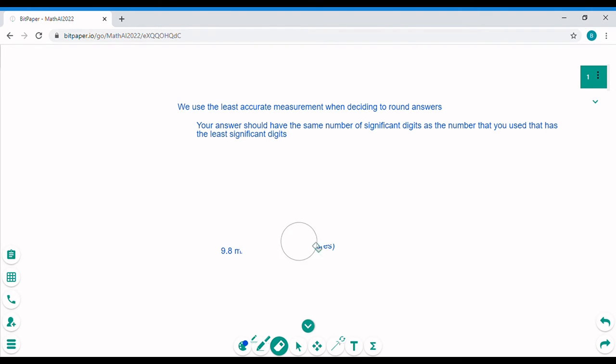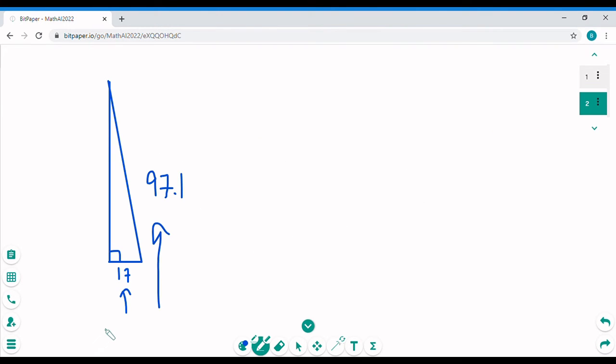Let's do a couple examples. Okay, so this has 2 significant figures, and this has 3 significant figures. Great. So let's say we want to find the area. I'm doing example 1b. To find the area, we do 17 times 97.1. This part we do to complete accuracy.